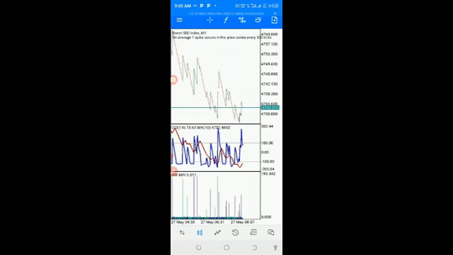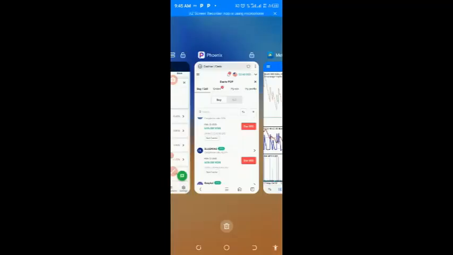But we are moving out of this now. This signal, if you just want it, I will give it to you. Just WhatsApp me, I will give it to you with a token. So from this place now, I'm moving out of this MetaTrader 5. I want to go back to my Deriv app now.